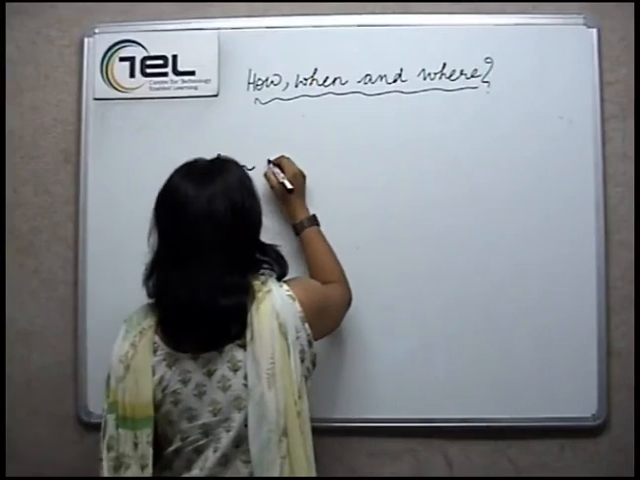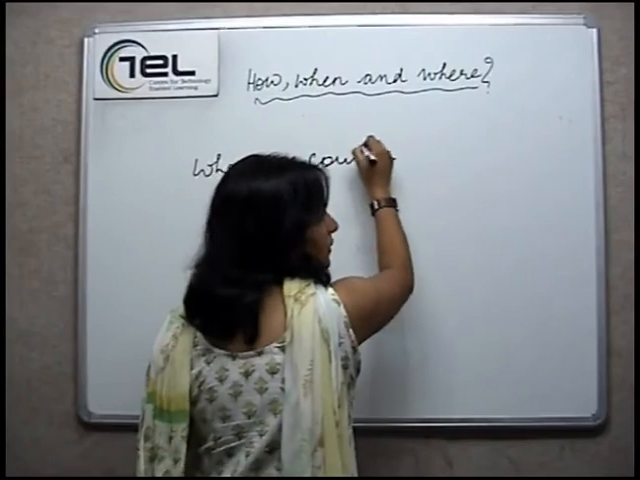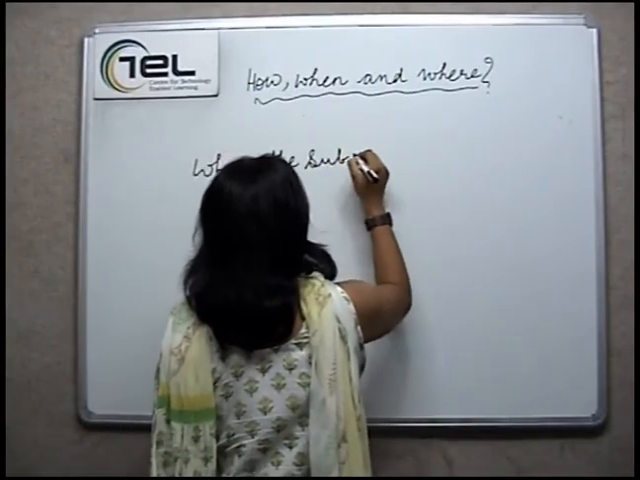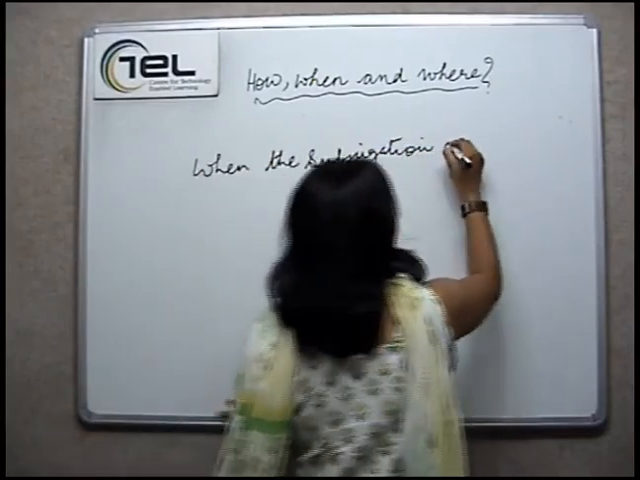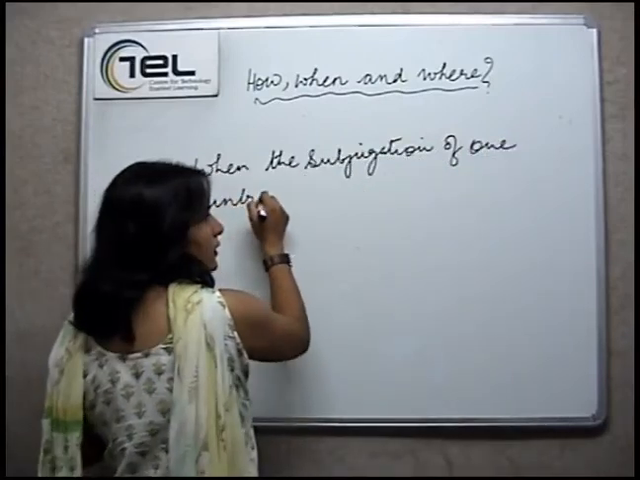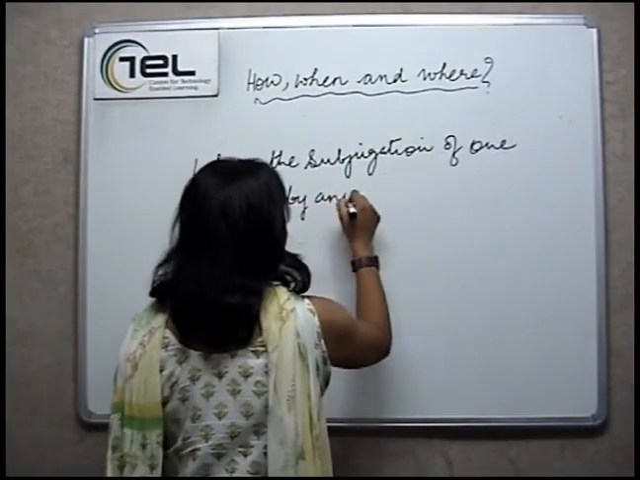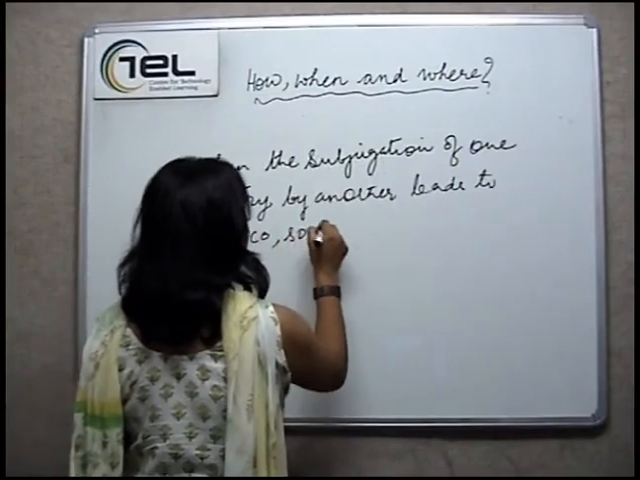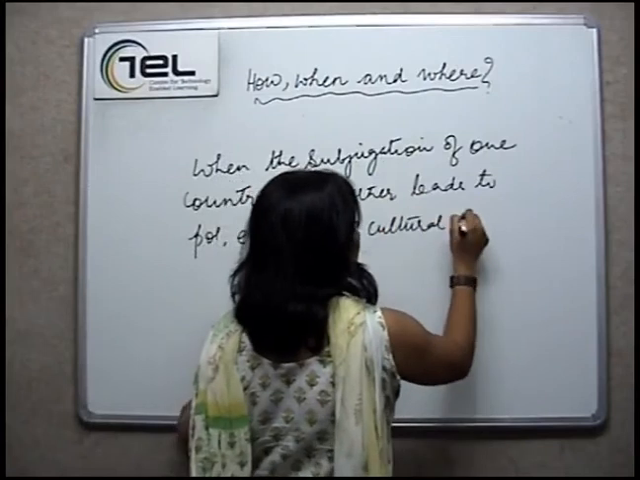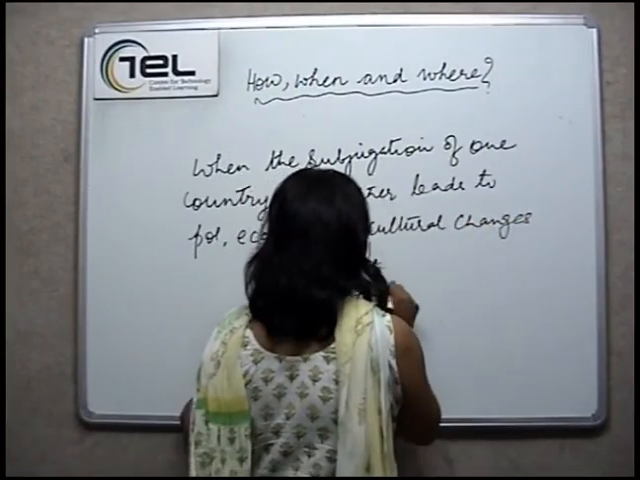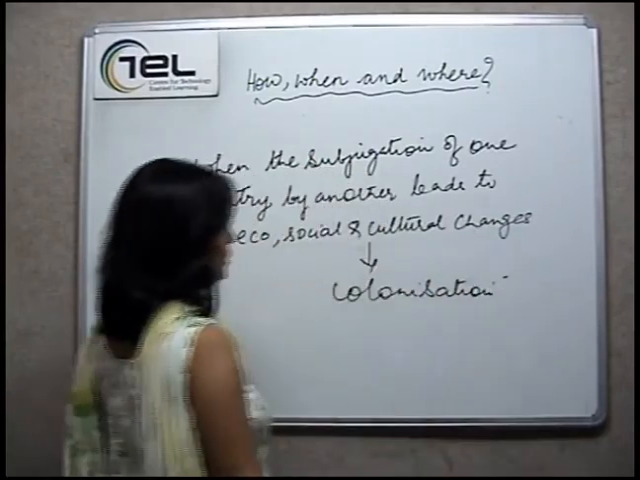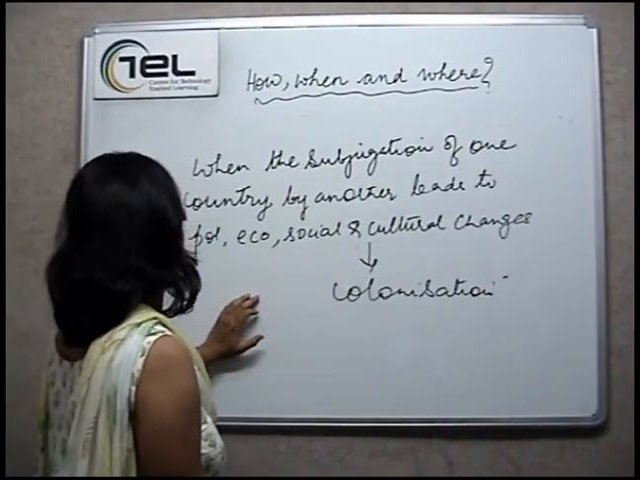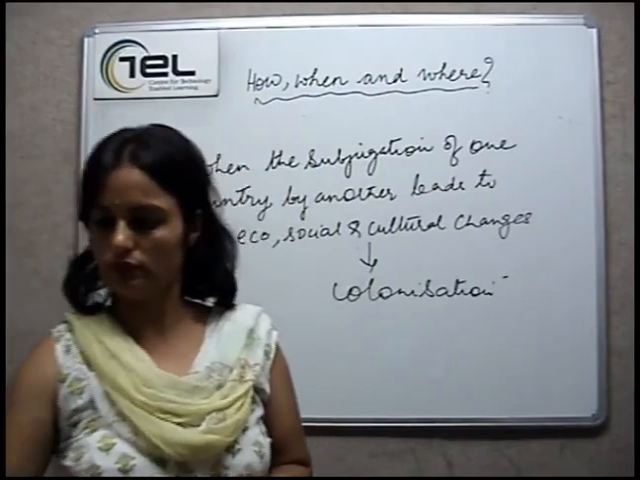So when the subjugation of one country by another leads to political, economic, social and cultural changes, then it is termed as colonization, which occurred in India. All kinds of changes occurred in India because of British rule. We had adopted so many of their social, cultural, economic and political ideas.